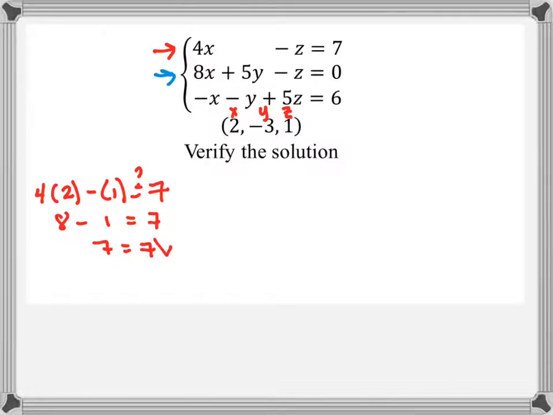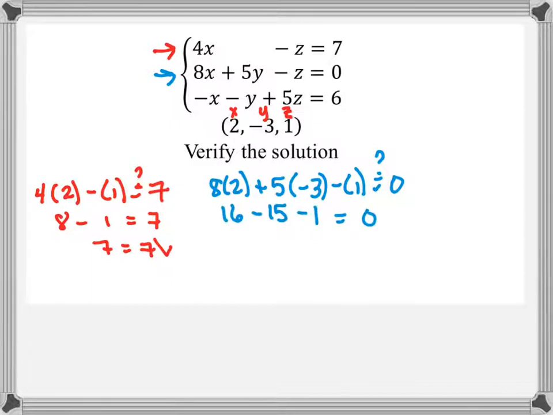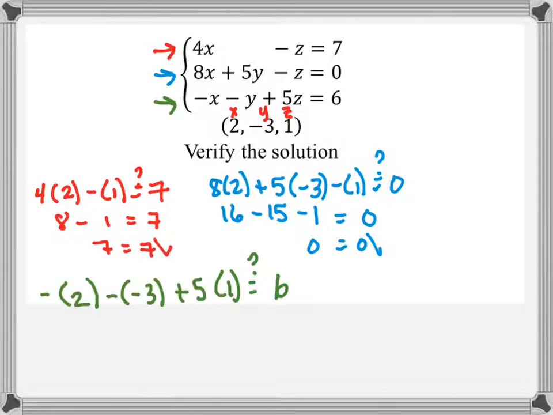Let's check it now in the second equation. Does 8 times 2 plus 5 times -3 minus 1 equal 0? So 16 minus 15 minus 1 equals 0. So yes, the solution checks out in the second equation. Let's finally check it in the third equation. So the opposite of 2 minus -3 plus 5 times 1, does that equal 6? So you have -2 plus 3 plus 5, which does equal 6.